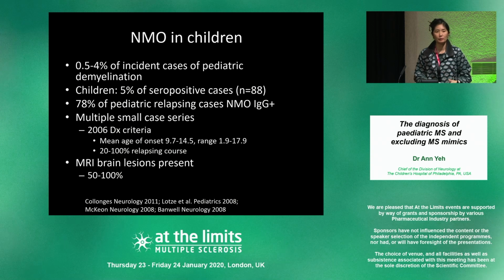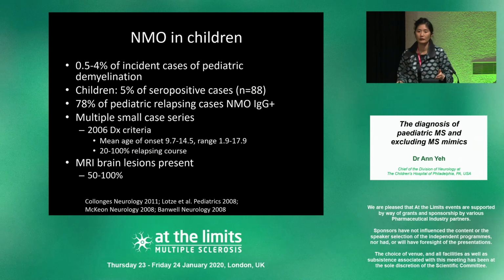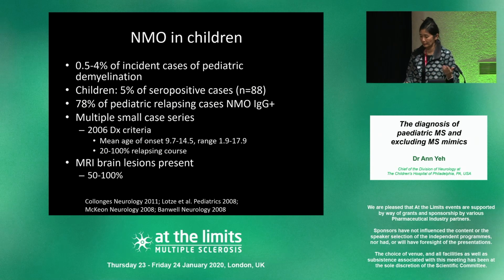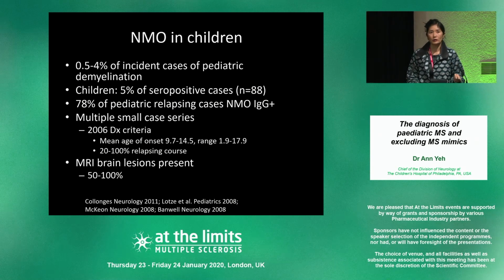It's probably proportionally more frequent in children than in the adult population. We see a lot of ONTM combinations, but the aquaporin 4 positivity is not 100%. It's probably in the area of 60 to 70%, and this has been published. The other thing that you want to remember is that MRI brain lesions are present in many children with aquaporin 4 disease, and it is actually a very important differential diagnosis in the pediatric population.